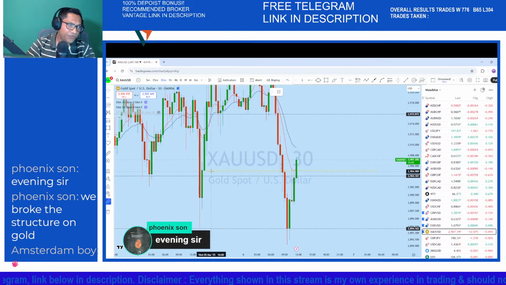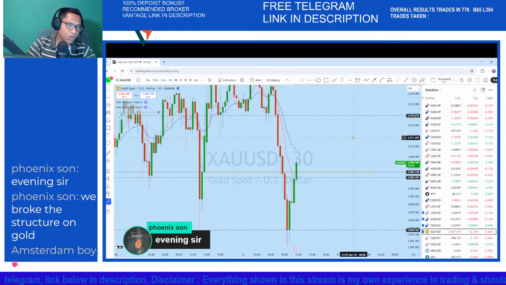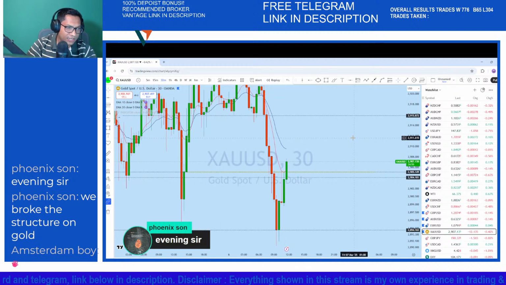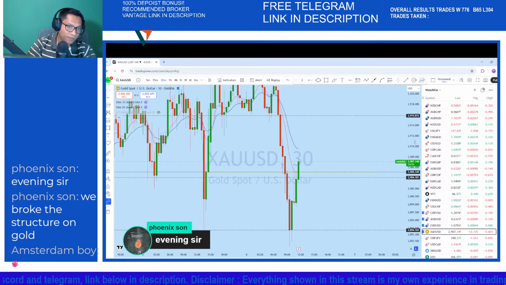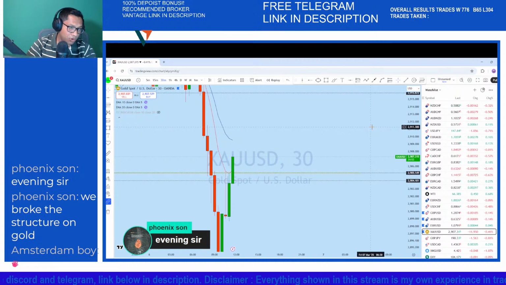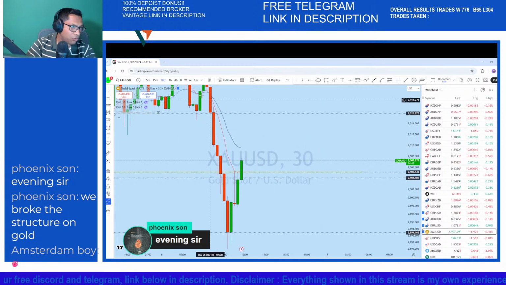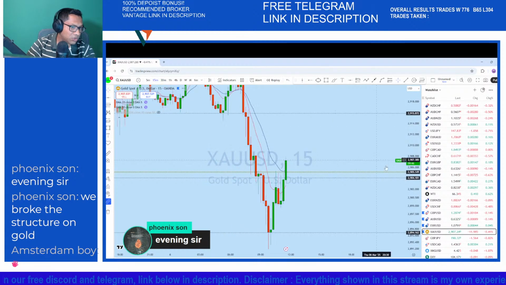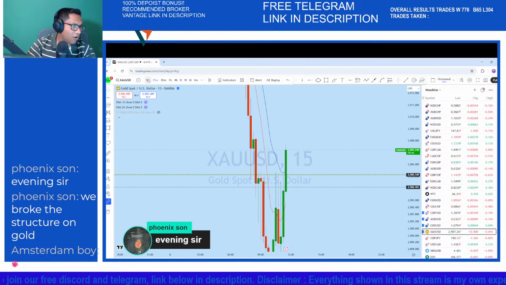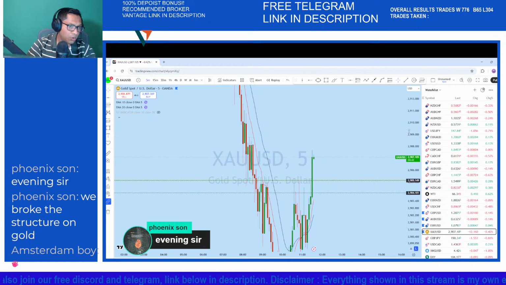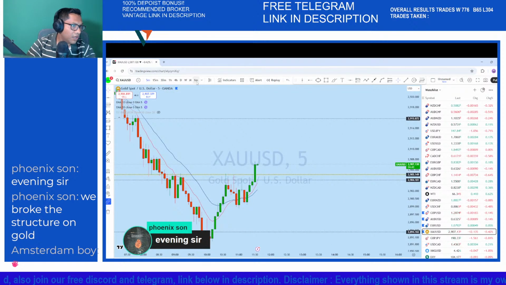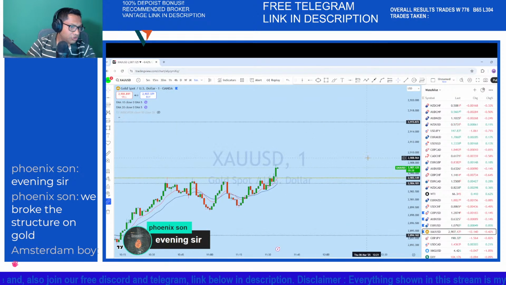Guys, if you really want to find a high probability setup, you need to understand where the area of value is. Area of value is very important, right? We can't buy or sell from any place that we like. We need to look at the area of value. Once we see that area of value, that's where we will be looking for entry opportunity.